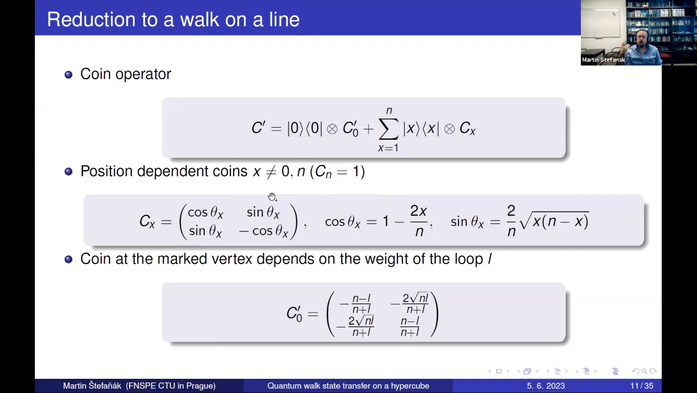And on the marked vertex, on this vertex zero, we have also a 2 by 2 matrix. That's the difference from the original Shenvey, Kempe, Whaley algorithm, where this C_0 was just minus one. Now we have the loop. So again, we have a locally two-dimensional vector space. So this is a 2 by 2 matrix, which now depends on the dimension of the hypercube and of course also on the weight of the loop. So it looks like this.